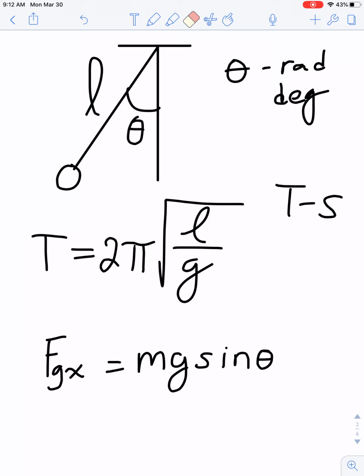Now, just a reminder, if your angle is measured in radians, then you need to make sure that your calculator is in radians, and if your angle is measured in degrees, then you switch it back to degrees. So your calculator just needs to match whichever form of the angle units you have to use.